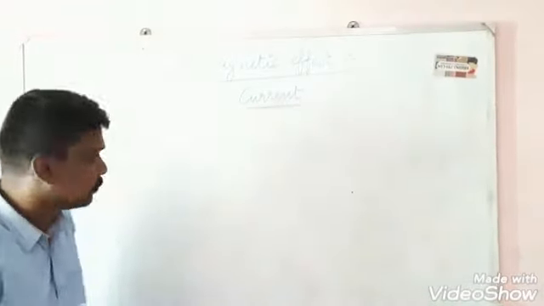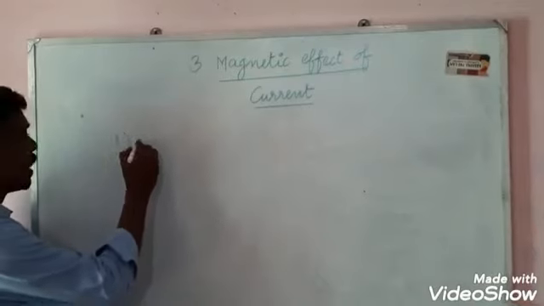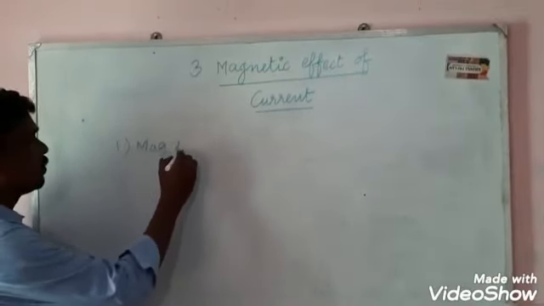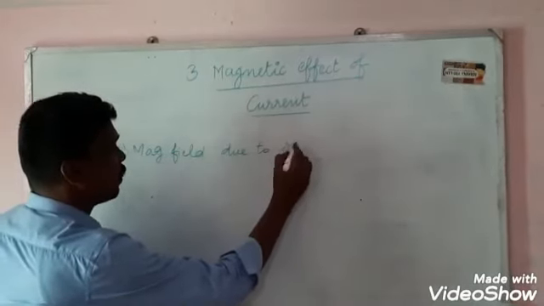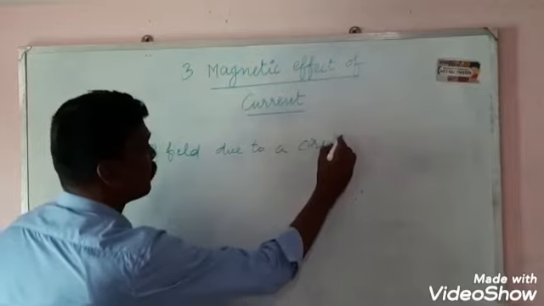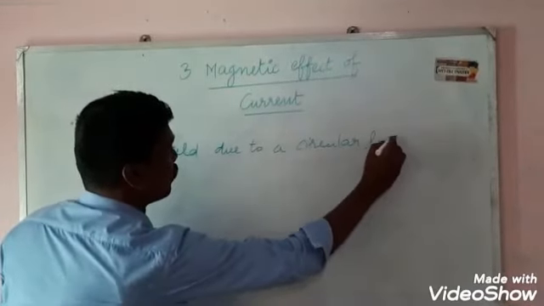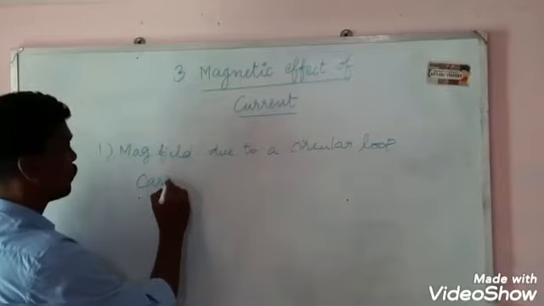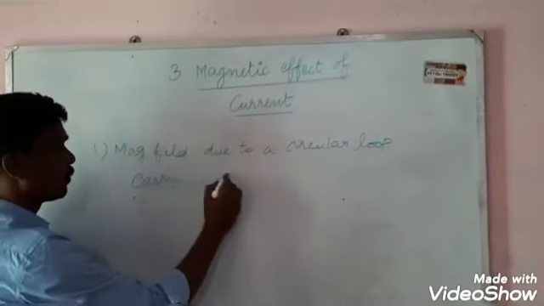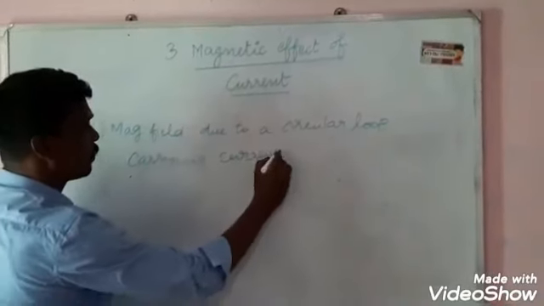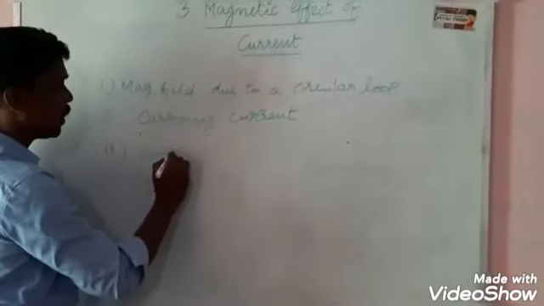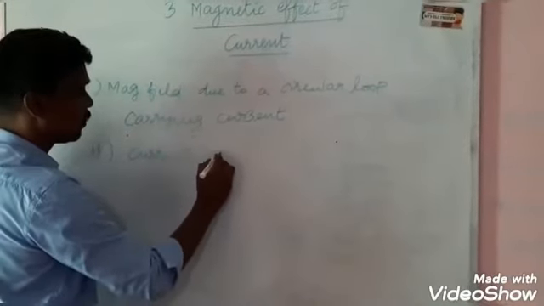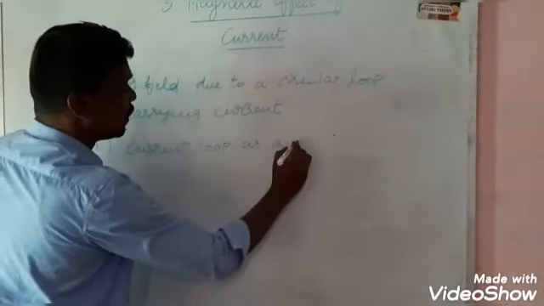In this class, we are going to learn first, magnetic field due to a circular loop carrying current. And second, current loop as a magnetic dipole.